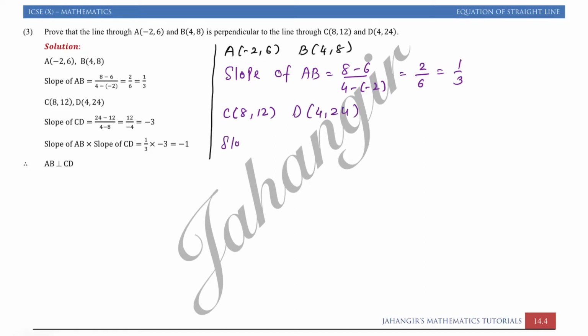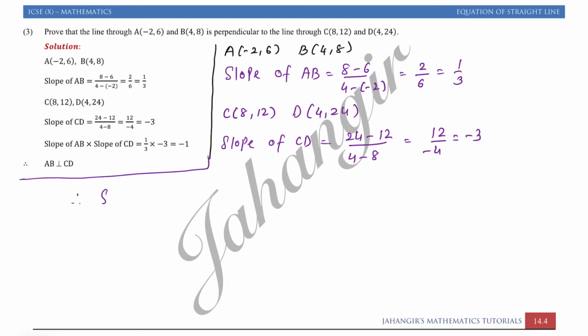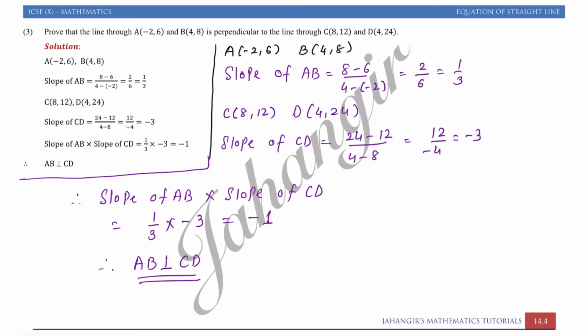So slope of CD is (24 - 12) upon (4 - 8), that is 12 upon -4, which is equal to -3. So therefore let us multiply both slopes. Slope of AB multiplied by slope of CD. Let's check whether it is -1 or not. 1 by 3 multiplied by -3, the answer is -1. So therefore we can say AB is perpendicular to CD.